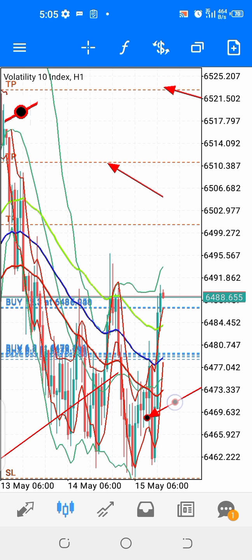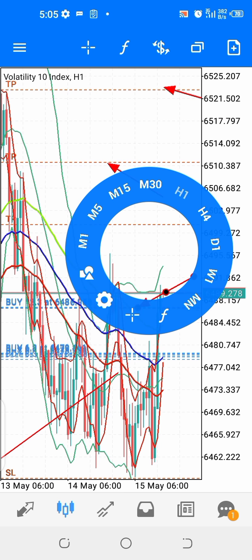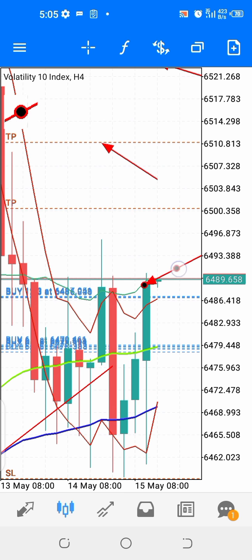Now, having this information, I took several other entries on a higher stop loss. Also, looking at the H4 time frame, the H4 candle just closed right around 5 p.m. Nigeria time.